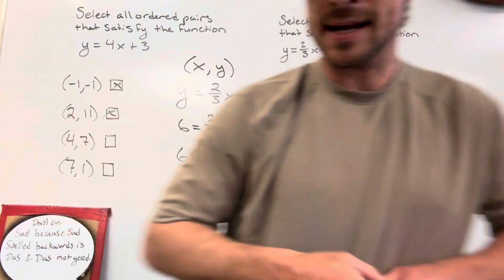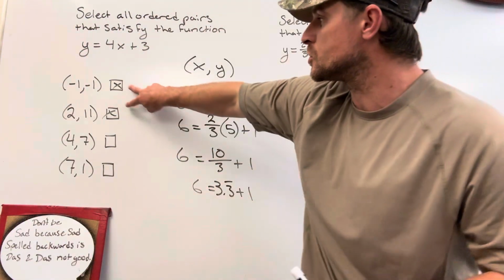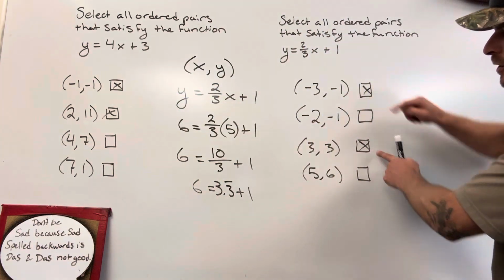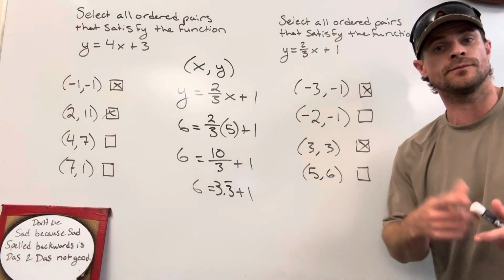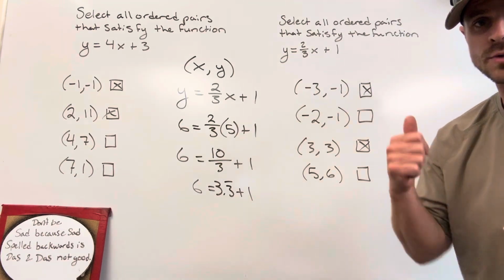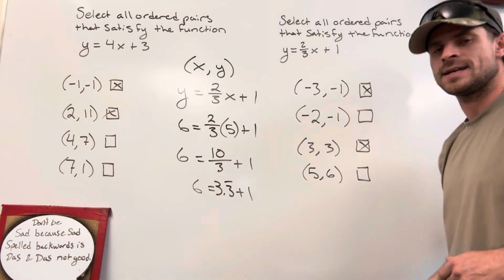So let's take a step back here. It looks like on the first problem, the first two ordered pairs were solutions. On the second problem, the first and the third ordered pair were the solutions. Hopefully this makes sense. Study hard. Prepare yourself for those state tests. You got this. Good luck. You can do it.